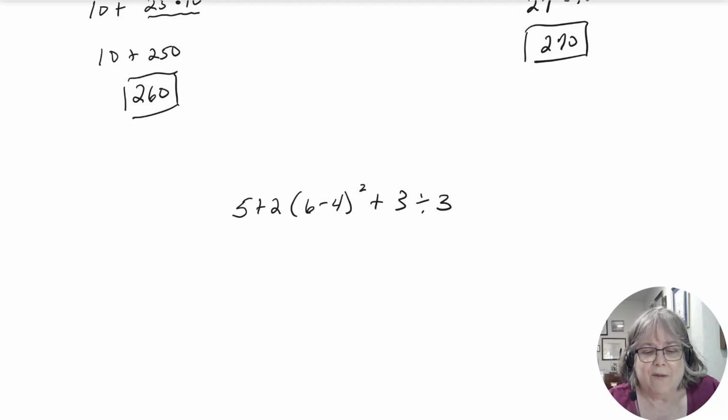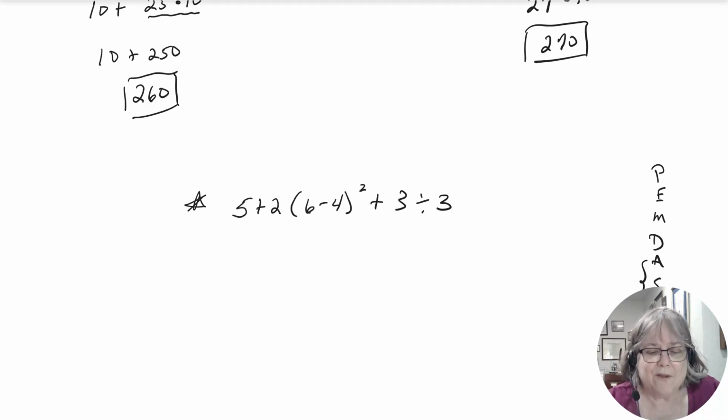Now, if you have something that looks like this one right here, can you see how it's just so tempting, since we read left to right, to go, oh, 5 plus 2 is 7. It's just right there. I mean, really, can't we just do that and get it over with? No, because addition and subtraction is way down there at the bottom of the list, and we haven't gone through the rest of the list yet.